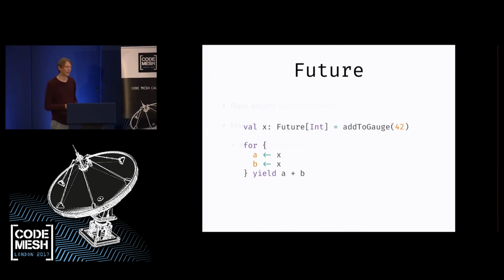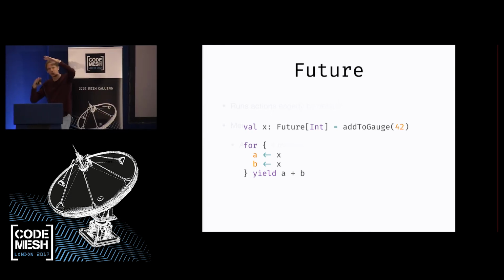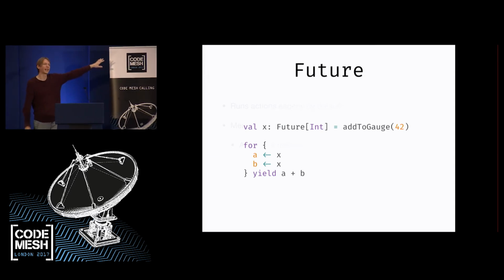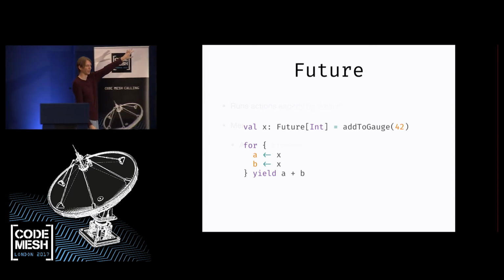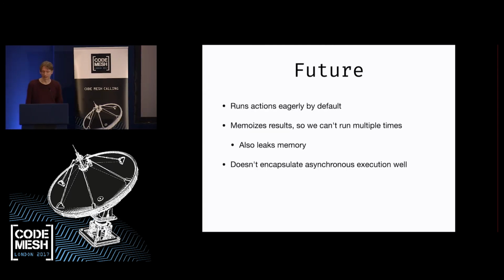we had before, right? So if we take our example from earlier, where x is add to gauge and then we sequence the x twice, this is only going to add to gauge once if this is defined as a future. That seems wrong. So future just isn't good for this, right?